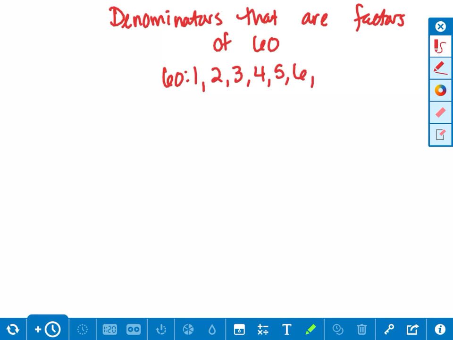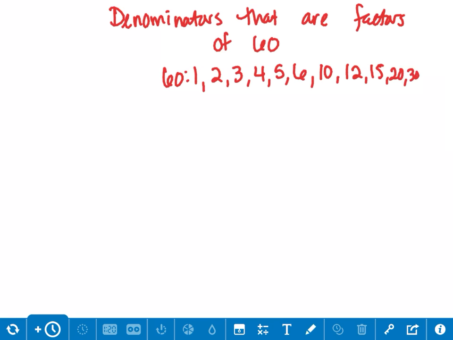And it's not going to be 8 or 9 either, but it will be 10. It won't be 11, but it will be 12, 15, 20, 25. I'm running out of room. Oh, not 25. I'm sorry. 20, 30, and 60. Okay, so let's take a look.